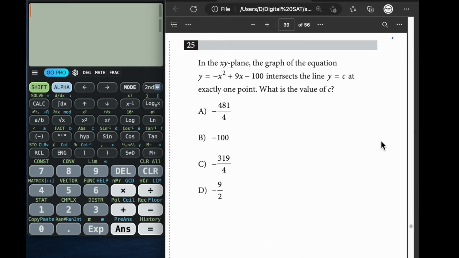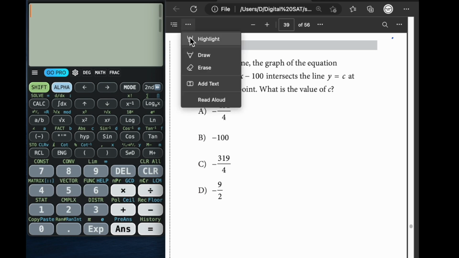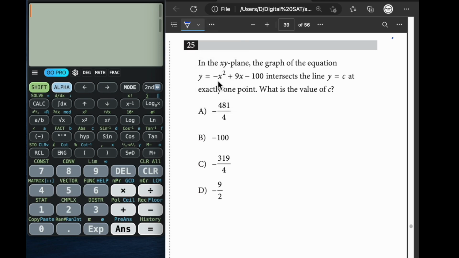In the xy-plane, the graph of the equation y equals negative x squared plus 9x minus 100 intersects the line y equals c at exactly 1 point. What is the value of c? How can we answer this type of question? You know that this is a quadratic function with a negative coefficient for x squared, so it will open downward like that. To intersect at 1 point, it will intersect at the vertex like that.